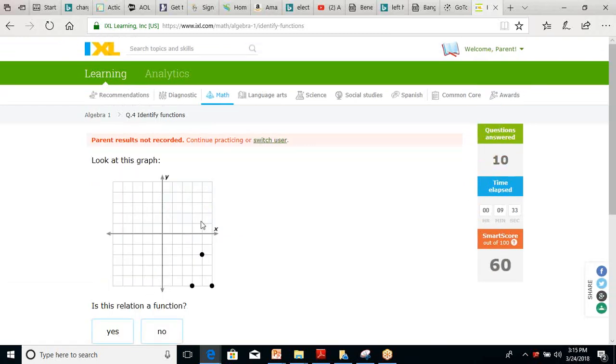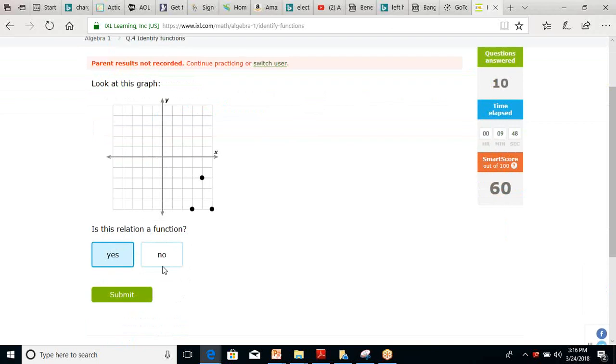All right, so let's look at this. This x value of, say, 3 is paired with this y value, 4 paired, 5 paired with that. So it is a function. Each x value is paired with only one y value. So it's a function.